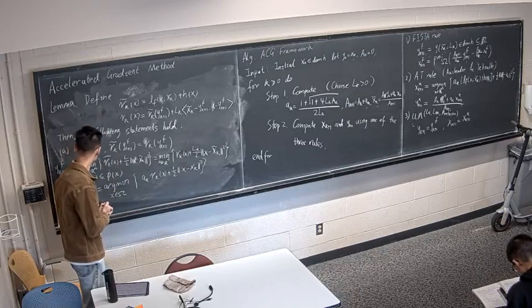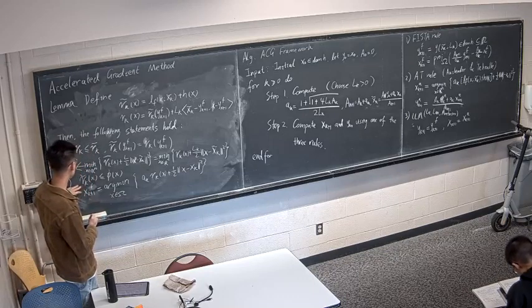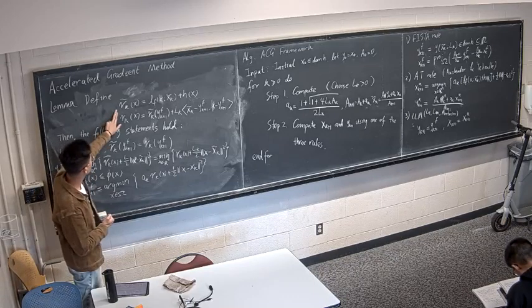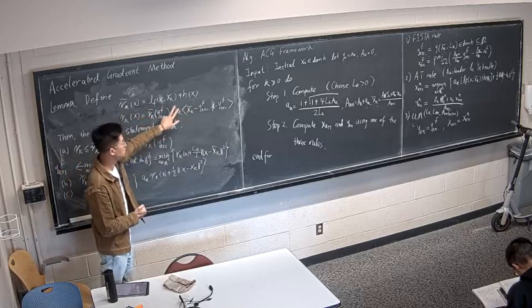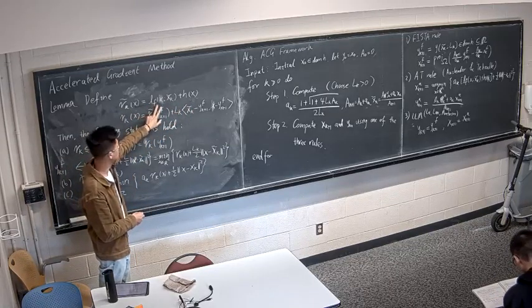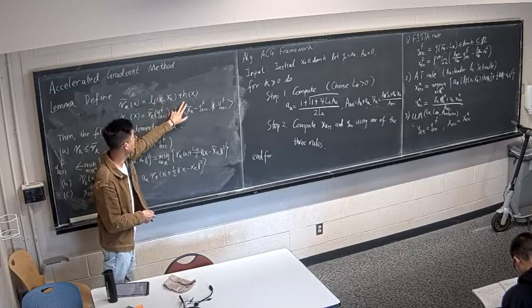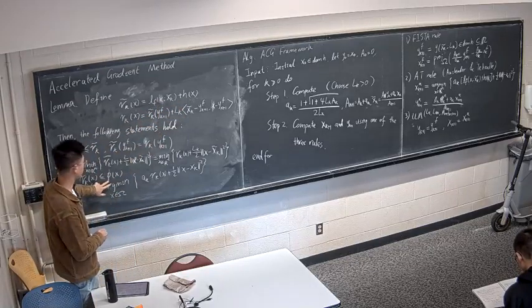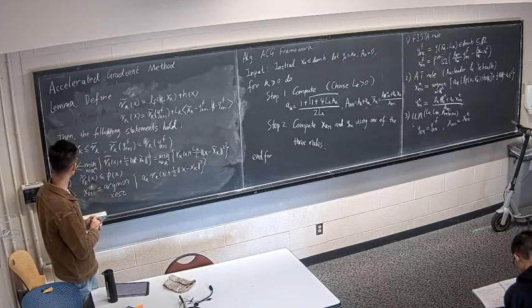Okay, so B is easy to verify. Gamma is a linearization of f plus h. So the linearization of f is underneath f because of convexity. And this is obviously underneath f plus h, which is phi.